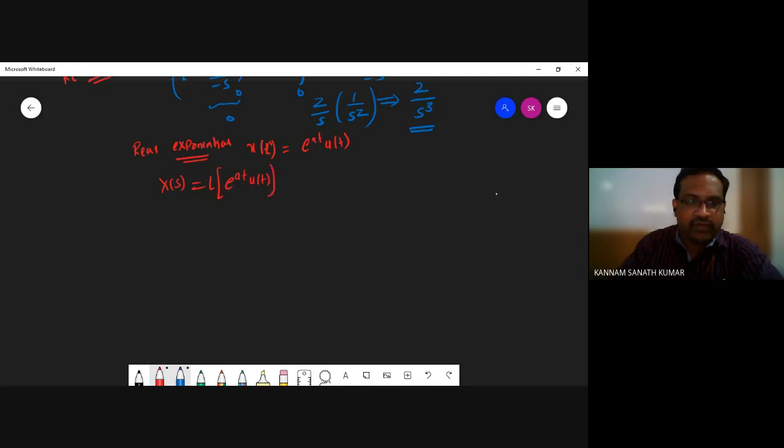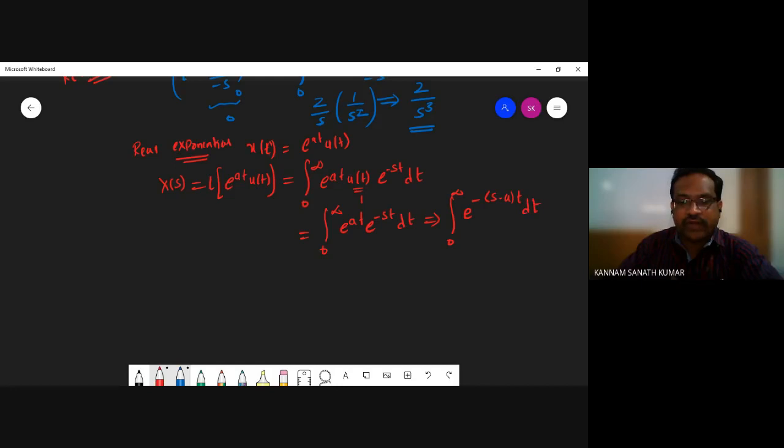Okay. So this is equal to what? Integration 0 to infinity e power at into u of t into e power minus st dt. So anyway, from 0 to infinity, what is u of t? This value is 1. Okay. So that means 0 to infinity e power at e power minus st into dt. Okay. So this I can write as integration 0 to infinity e power minus s minus a into t dt.